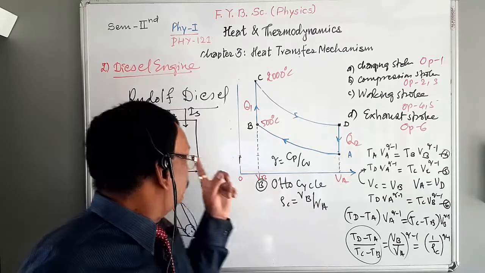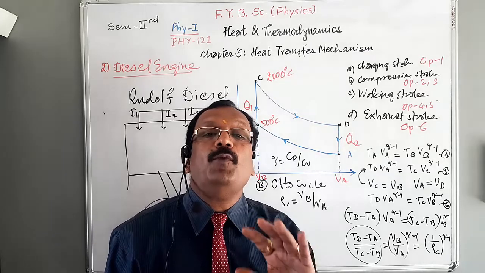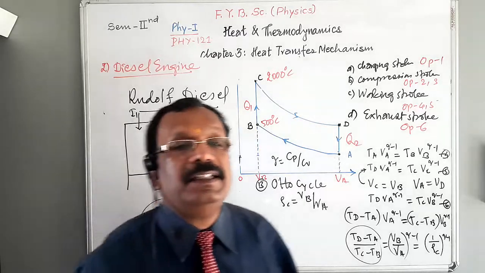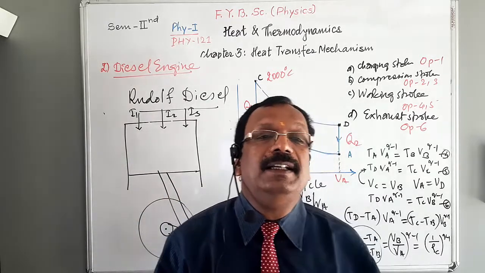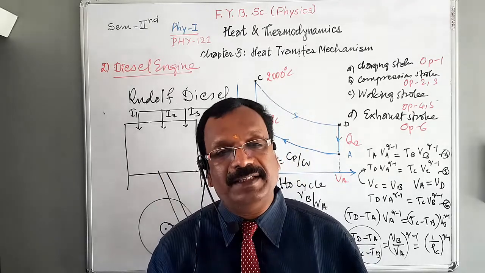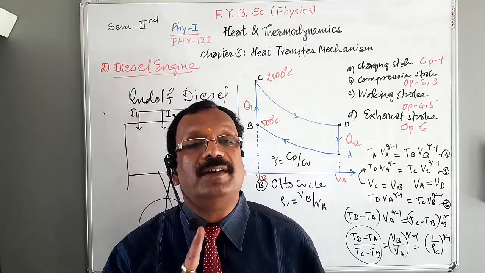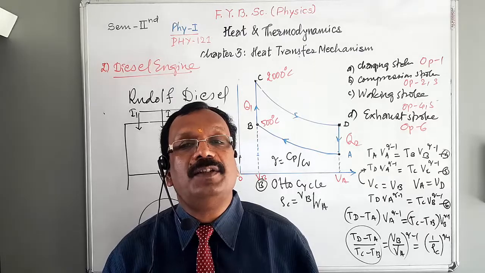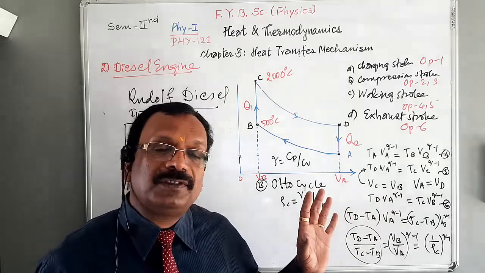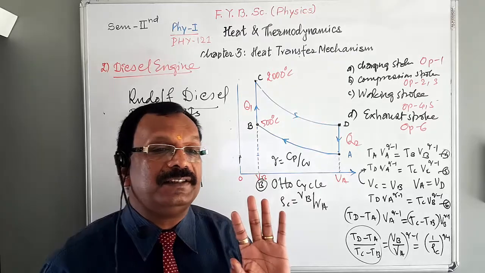These valves are opened and closed at the proper moment by a suitable mechanism. What I say? These three valves, I1, I2 and I3, are opened and closed at the proper moment by the suitable mechanism. As the diesel engine is 4-stroke, however, one cycle of operation involves 6 operations like the Otto engine. Here also 4 strokes, but one diesel cycle involves 6 operations.